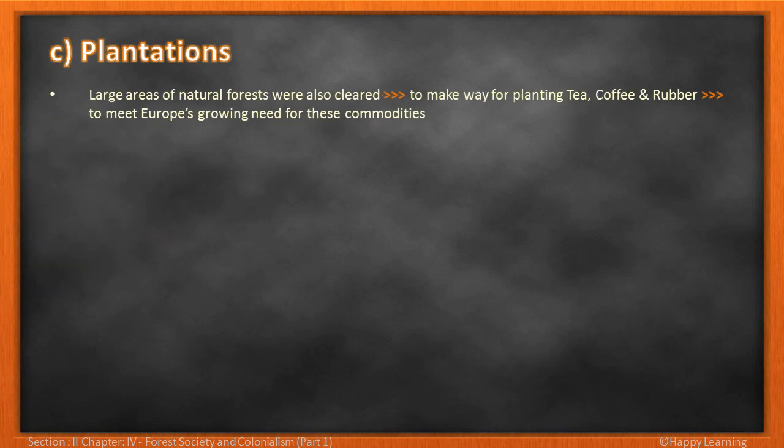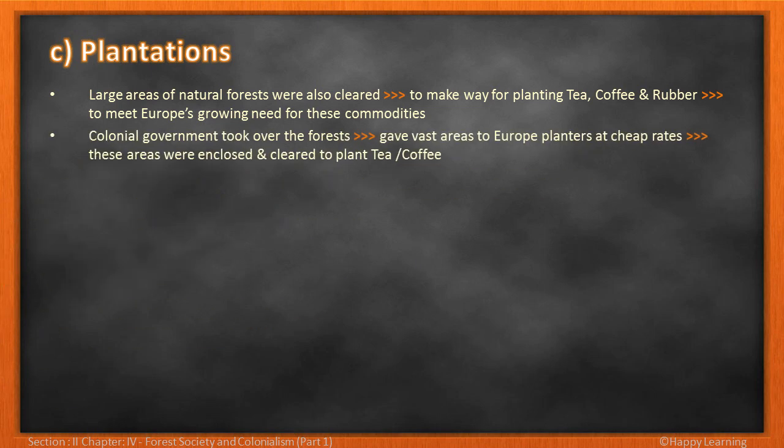Now we will see how plantations impacted the forests. Large areas of natural forests were also cleared to make way for planting tea, coffee and rubber. This was especially to meet Europe's growing need for these commodities. The colonial government took over the forests. They gave vast areas to European planters at cheap rates. These areas were then enclosed and cleared to plant tea and coffee.